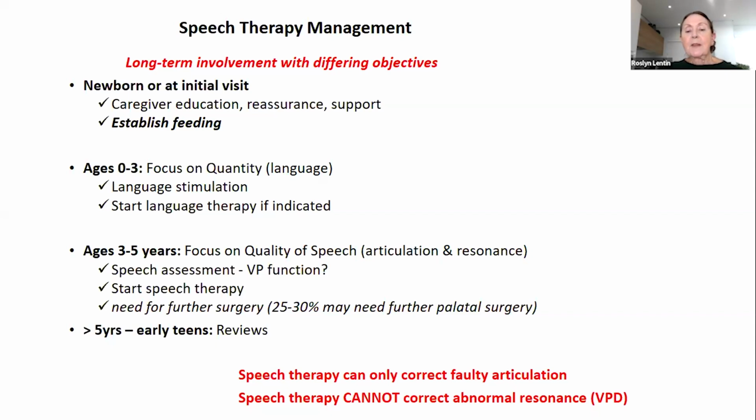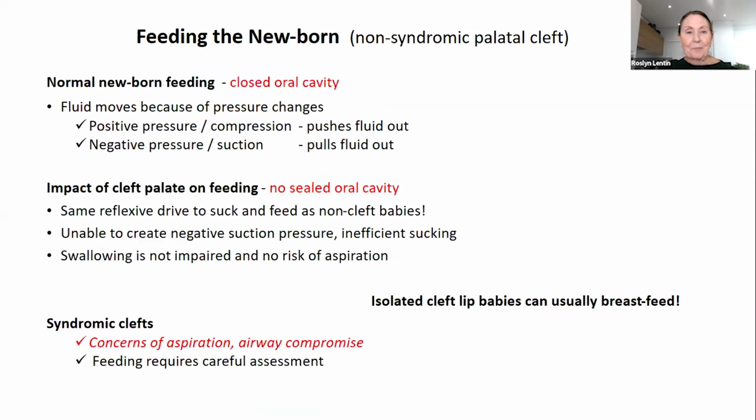It's important to note that speech therapy can only correct faulty articulation, so how sounds are made. We cannot correct this abnormal resonance, the hypernasality, which is due to VPD. Many therapists will focus on blowing and sucking exercises, and this is not indicated, because this is not a weak palate. It can move, it's just not long enough. So no amount of speech therapy is going to make a palate grow longer and contact the posterior pharyngeal wall.